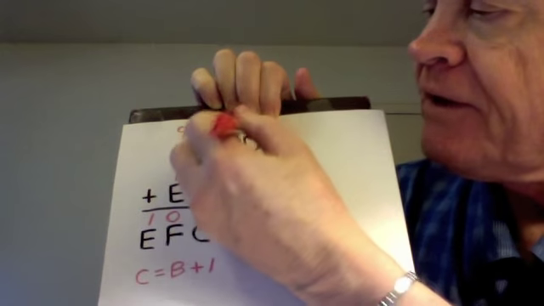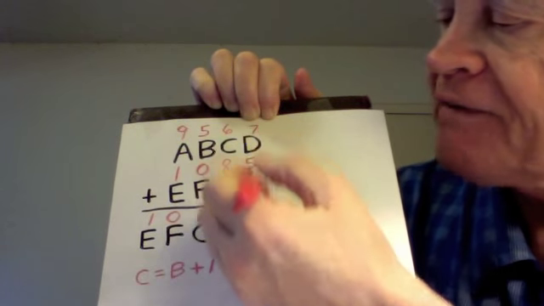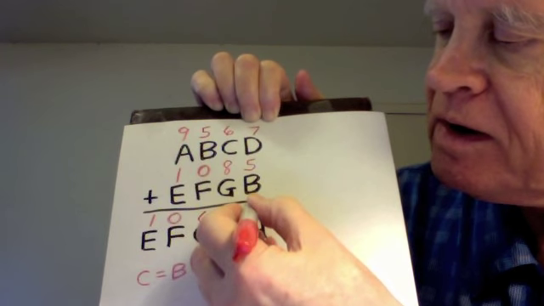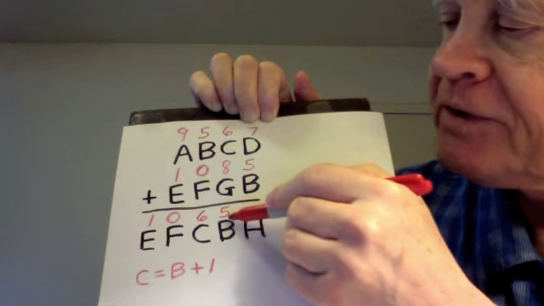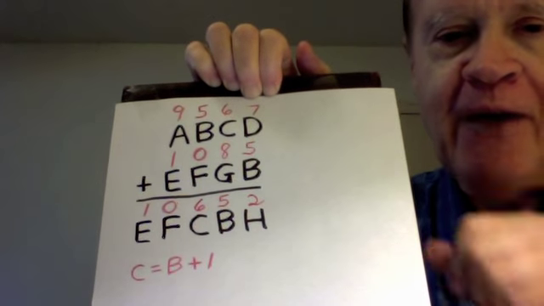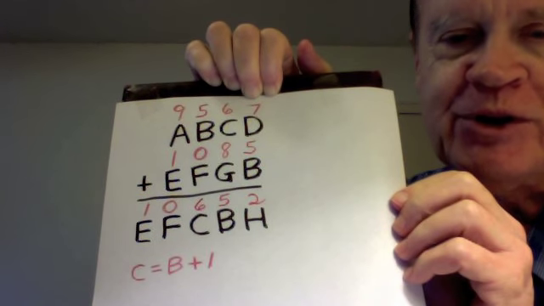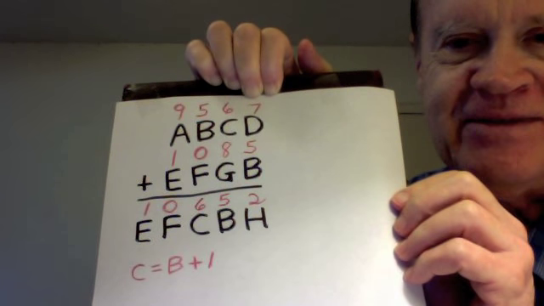If D is 7, 7 plus 5 is 12. That makes H to be 2. Carry the 1 to the C plus G column. And now everything works. So this is the one and only solution to my addition challenge.